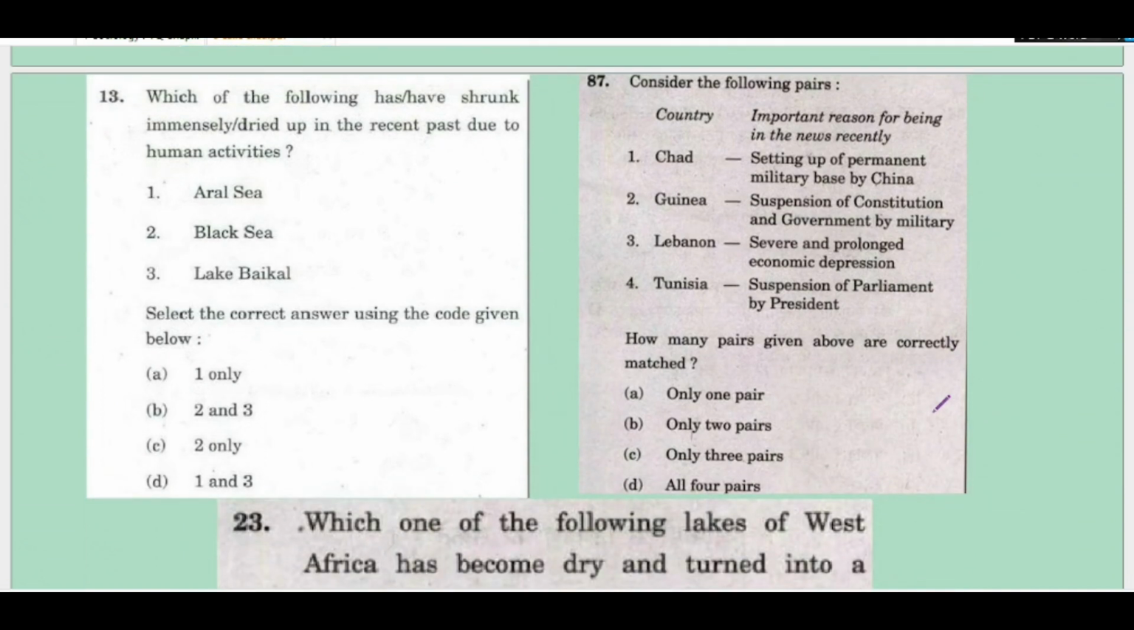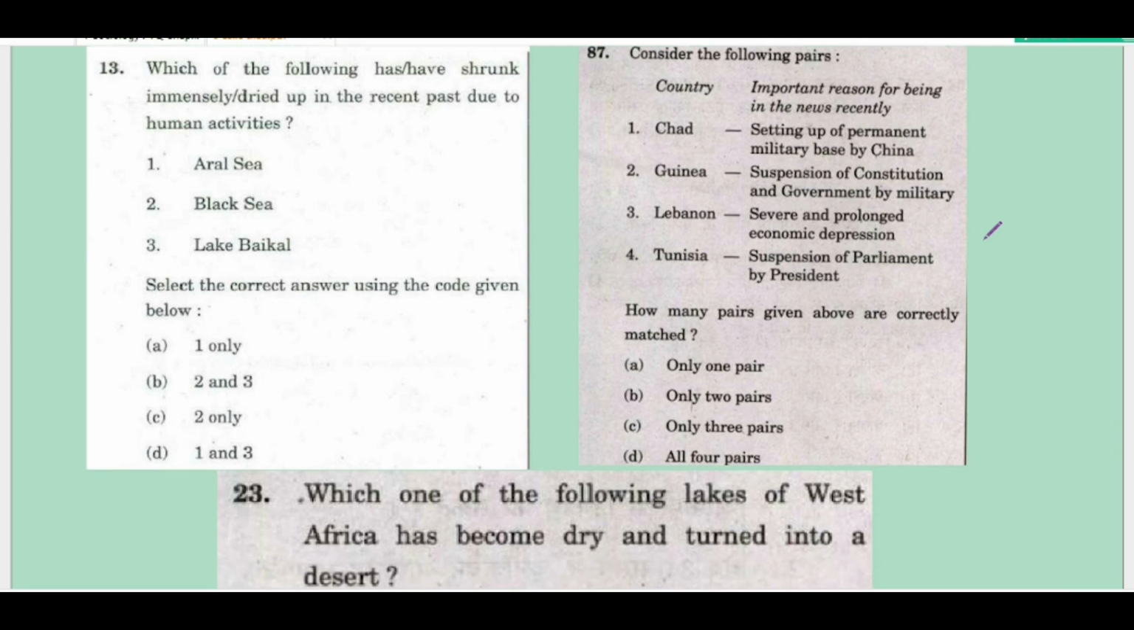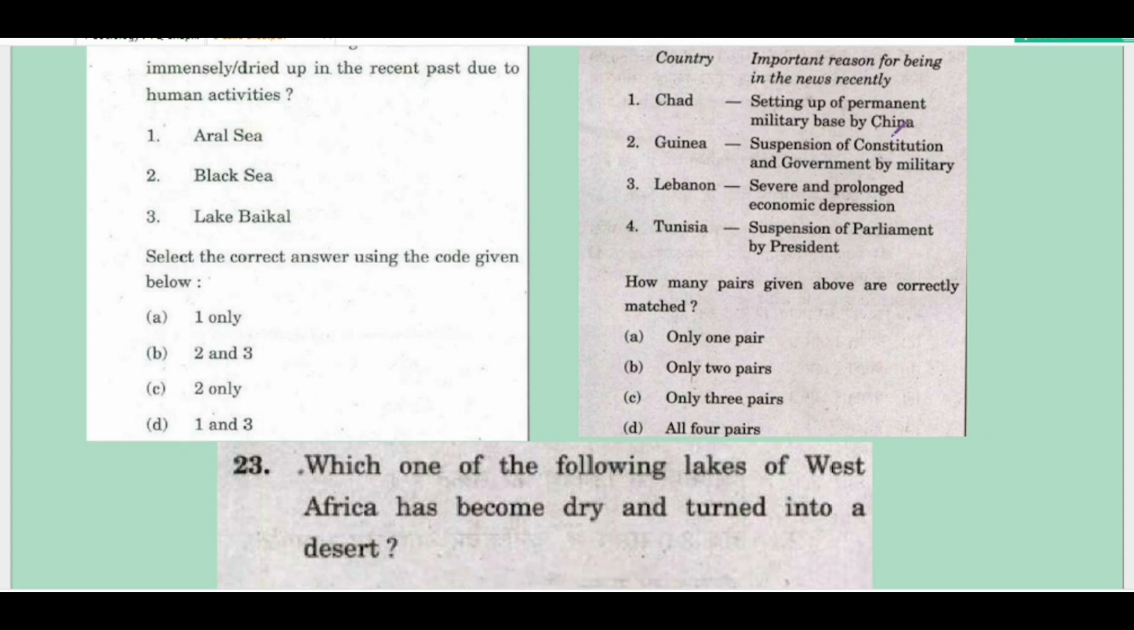So now let us see a few questions that UPSC has asked in the past. It asks about which lakes have been shrinking or dried up in the recent past. It talks about the Aral Sea, Black Sea, Lake Baikal. We know that the Black Sea and Lake Baikal are not drying, but the Aral Sea is drying very fast. So the answer to this question becomes 1. Then there is Lake Chad. It was asking about the country Chad. As I said, the African region is famous for rebels and coups, right? So this is not correct, at least in that.